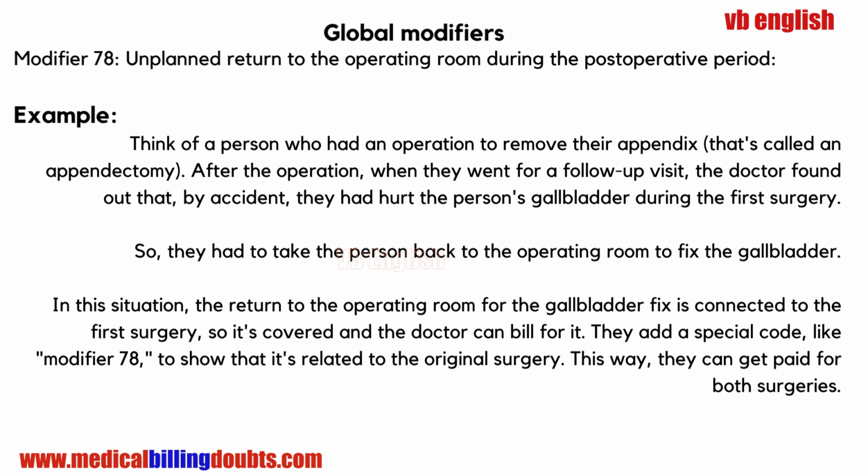So, they had to take the person back to the operating room to fix the gallbladder. In this situation, the return to the operating room for the gallbladder fix is connected to the first surgery, so it's covered and the doctor can bill for it. They add a special code, like Modifier 78, to show that it's related to the original surgery. This way, they can get paid for both surgeries.